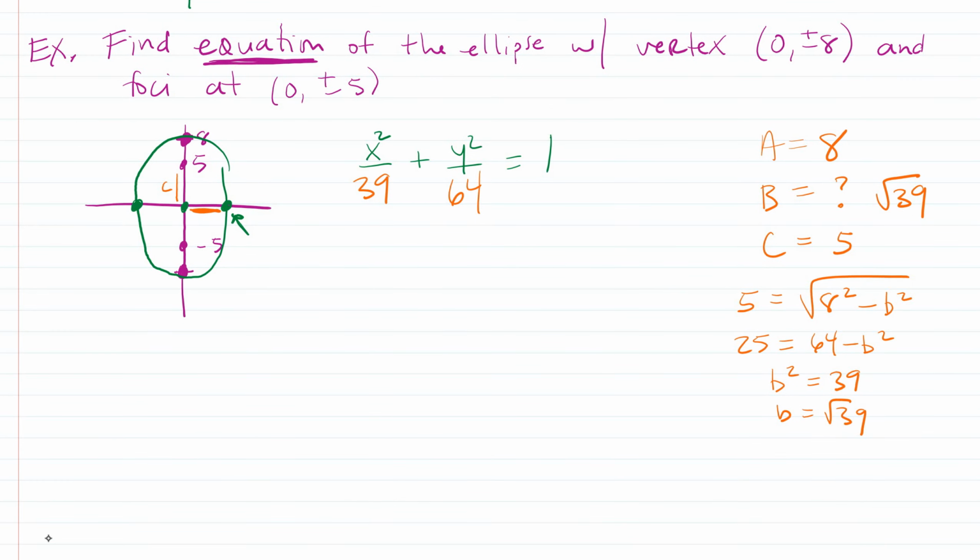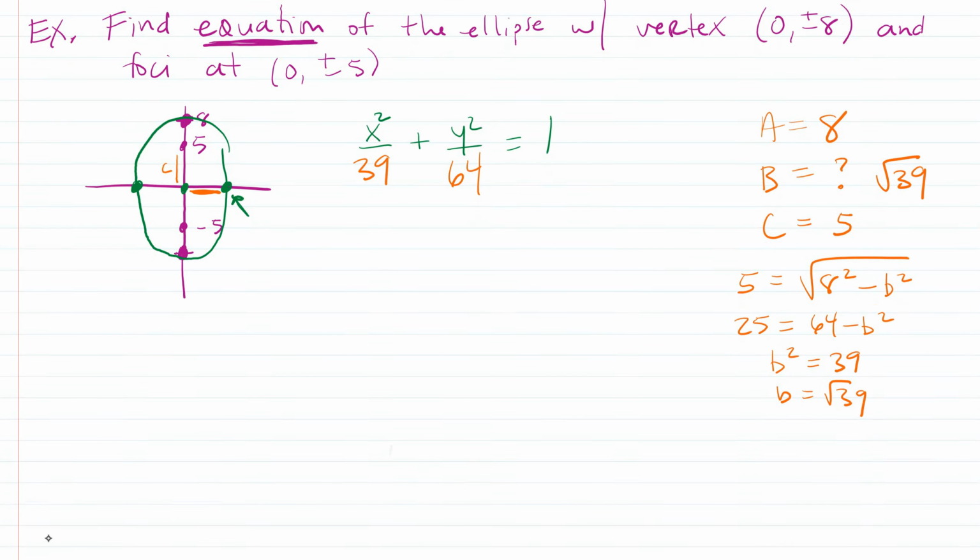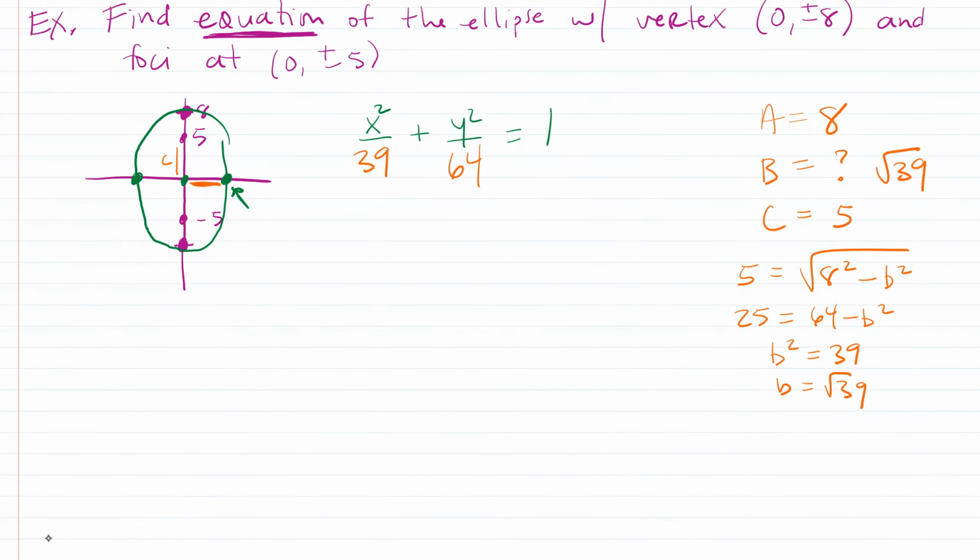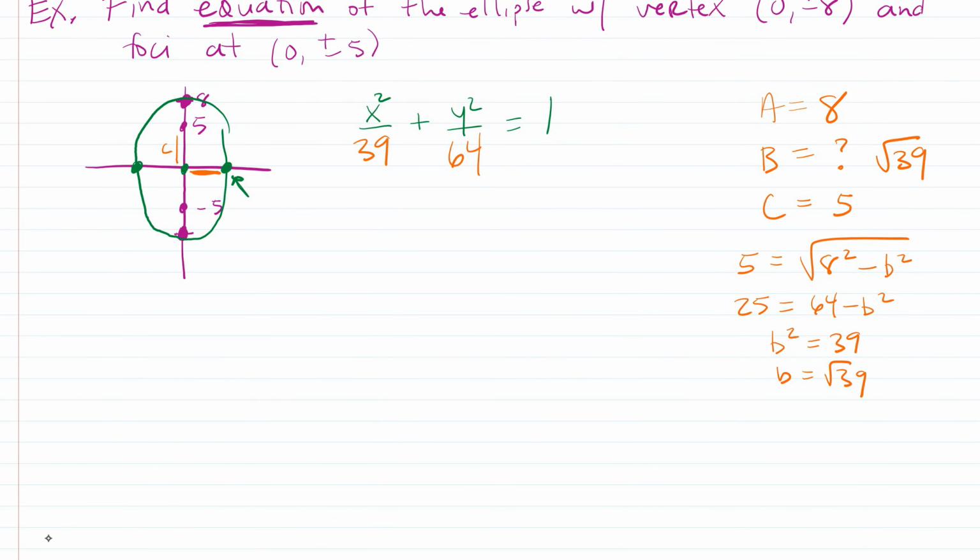The last part of our notes, and then we're going to do an example from your homework, is just the equation of the ellipse with a center that's not at 0, 0. So, write this down. Ellipse with center h, k. And this is not that much harder. It doesn't really change anything about a, b, and c. It just changes where your center is.